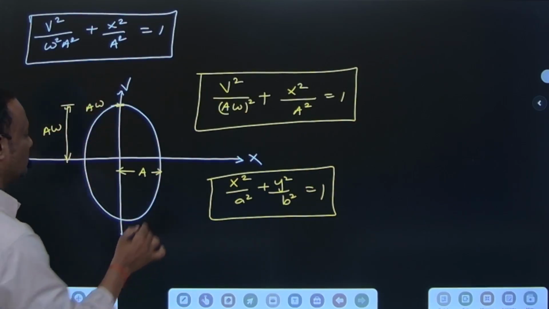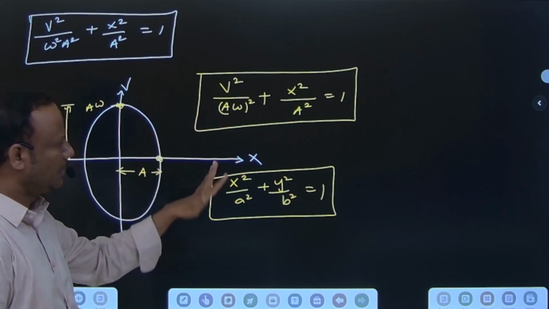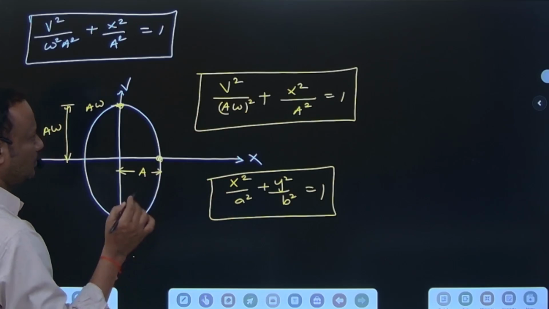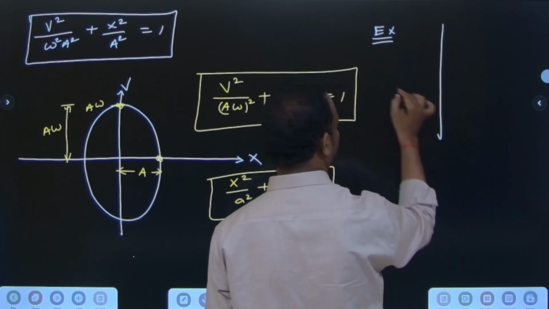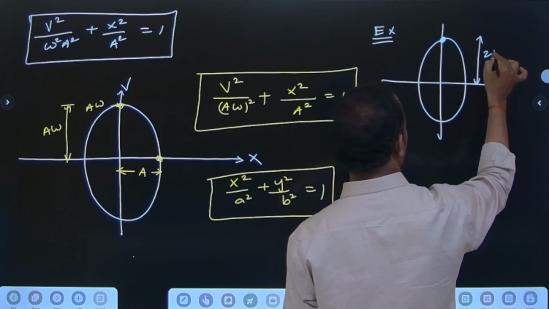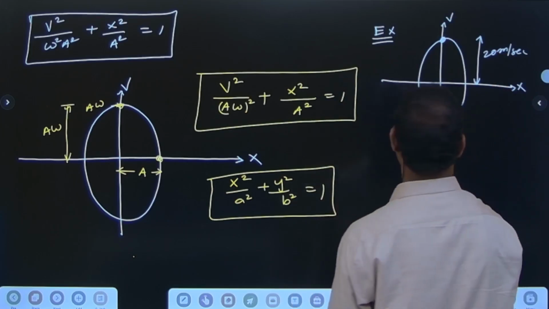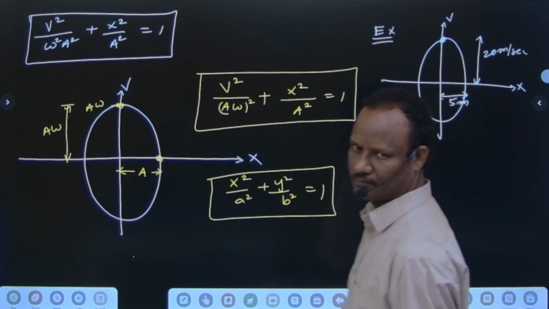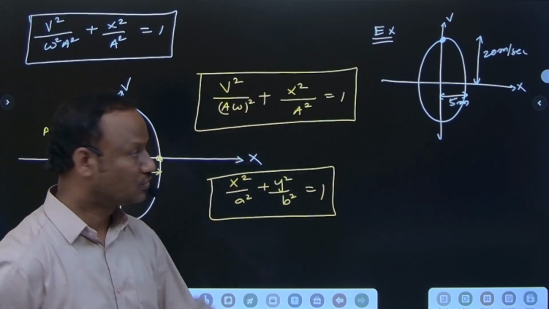He will give some particular values, and he would ask us what the omega is or what the A is. For example, I am taking this graph: velocity versus position. This is 20 meter per second and this is 5 meter. Do you have omega and A individually? No. So which graph is this? Velocity versus position.